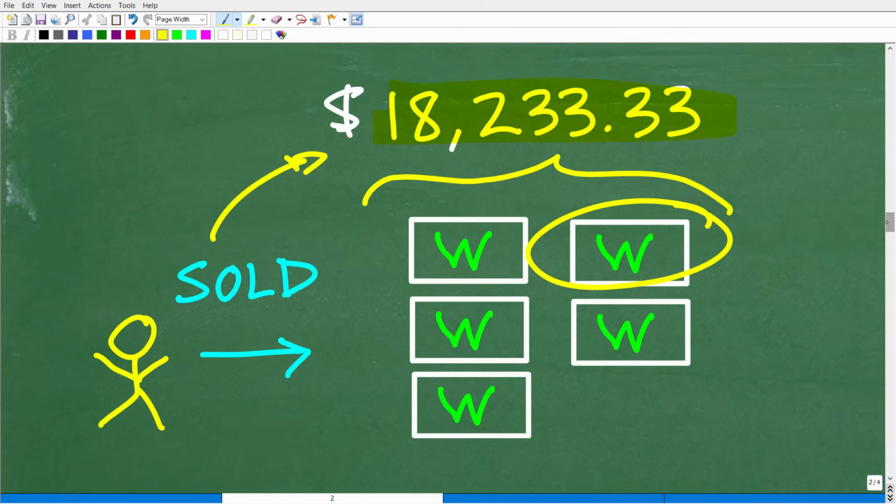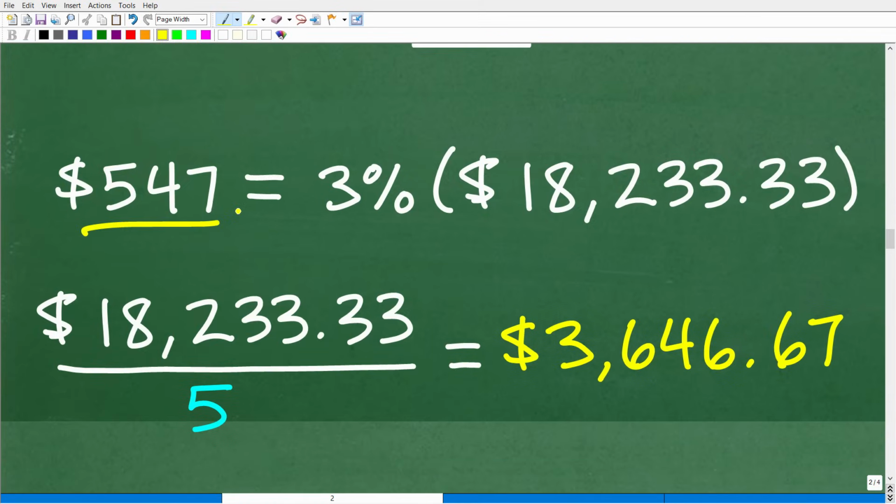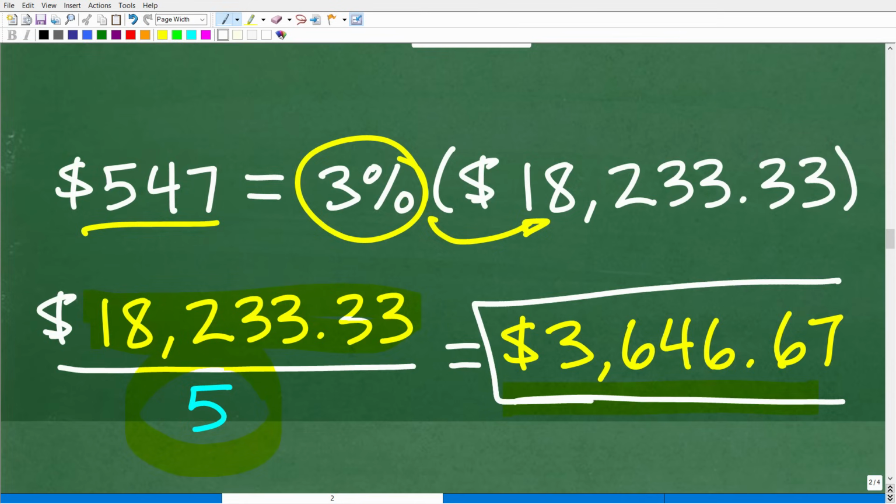Well, if you're thinking, hey, Mr. YouTube Math Man, just take this number and divide it by 5. Well, you are thinking the right way, right? So $547 was Don's commission, and that represented 3% of the total value of these 5 widgets. So all 5 widgets, of course, again, cost this amount of money. So we're just simply going to divide that by 5, and we get this amount right here, more or less, $3,646.67. And of course, I'd round it off a bit as well.